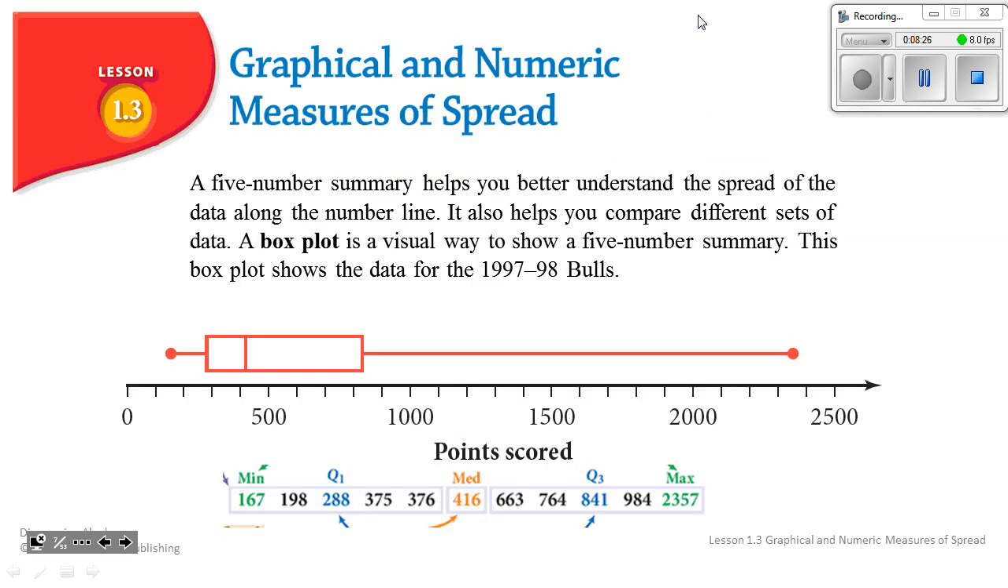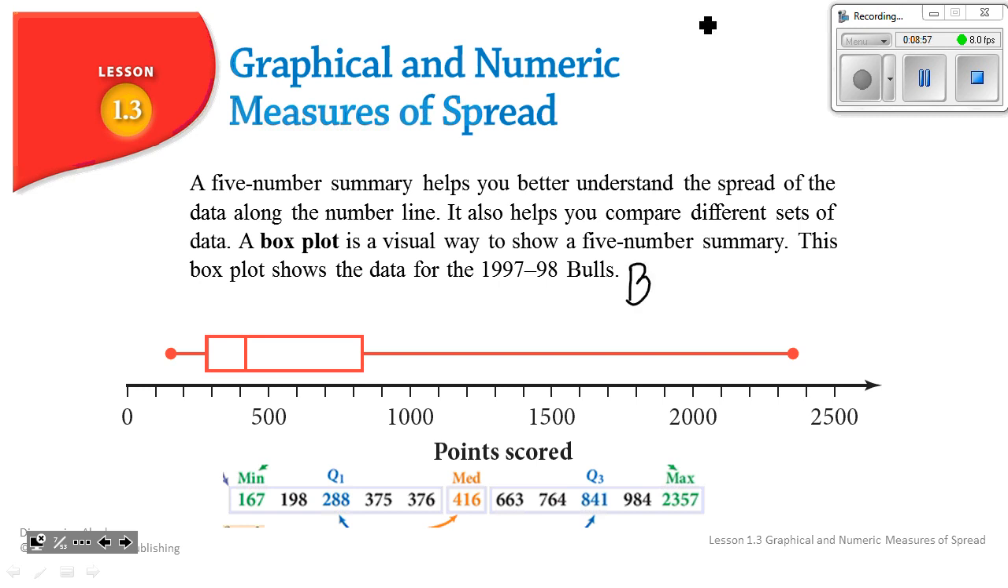It's going to be a relatively long video just because of the number of concepts we're going over here. The 5-number summary helps you understand the spread of the data along the number line. It shows you how that data is spread out from the minimum to the maximum, which other things don't do. A bar graph doesn't do that, right? So this is a box plot. The box plot shows that 5-number summary and again shows how the data is spread out. It's a visual way to show that 5-number summary.